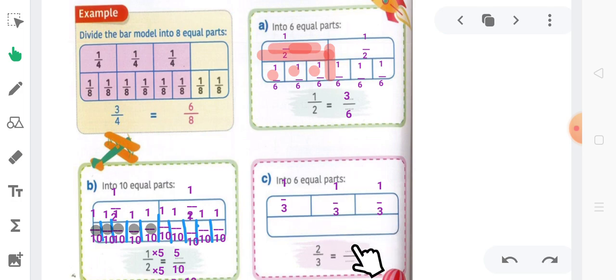And I'm gonna put in the bottom 6. 3 becomes 6, 3 by 2. Excellent. Up and down, 2 by 2, 4. So each 1/3 will divide into 2 equal parts. So all of them are 6. Okay.